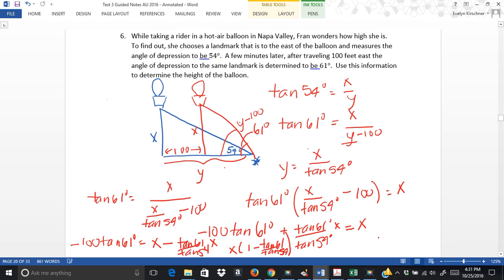Sorry that there's not much room here. Now I have negative 100 times the tangent of 61 degrees divided by 1 minus the tangent of 61 over the tangent of 54. And that will give me x, and all of that equals 580.61.